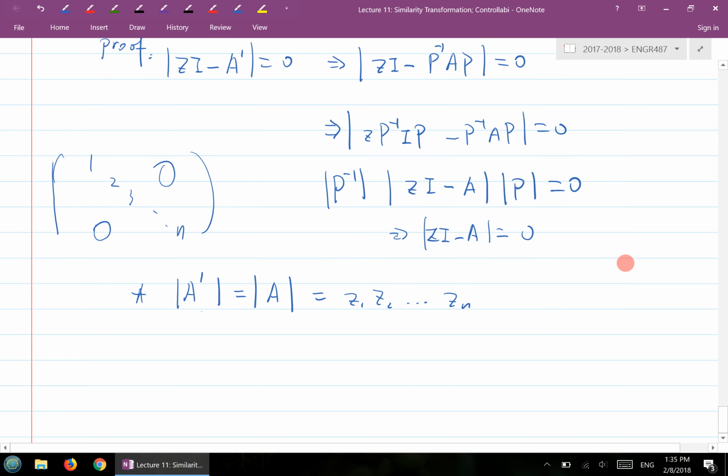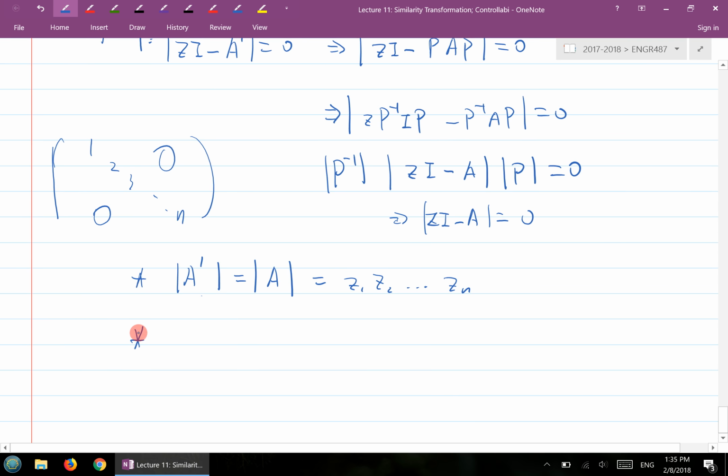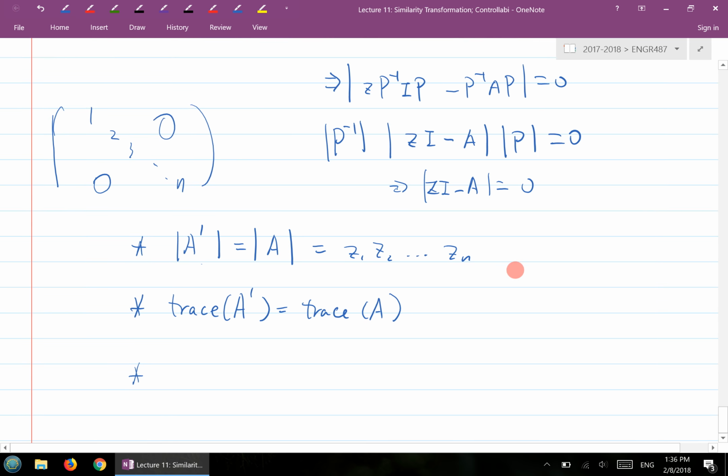Good. So that's another property. And you can also look at the trace. Trace basically means you add up all the diagonal elements. For all similarity transformations, the trace of A prime is the same as the trace of A.